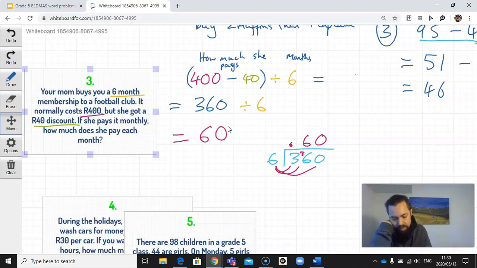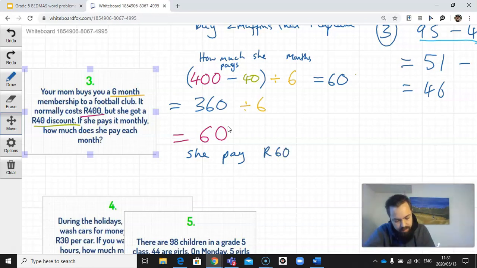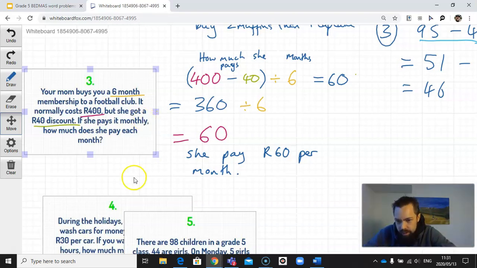My final answer in the maths is 60. And I would need to put the unit there if your teacher's the kind of teacher who wants it. But very importantly, and I think all decent maths teachers will ask you to do this, put it back into a sentence. So you can say, Mom, she pays 60 Rand per month. And there's our answer. So 3 marks for getting that right. 2 to go.